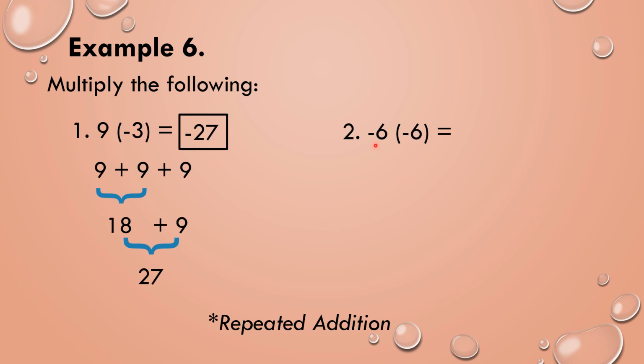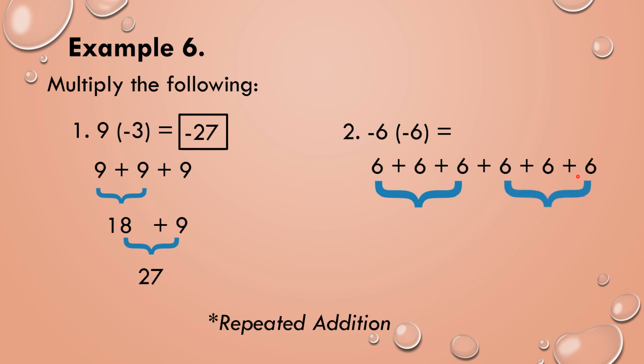Number 2, negative 6 times negative 6. So, i-apply ulit natin yung repeated addition. I-add natin ang 6 sa sarili niya ng 6 na beses. So, ganito yung magiging itsura niya. And then, pwede natin siyang by 2 or by 3 yung pag-a-add. So, dito, gawin natin by 3. Kasi dito, ginawa na natin yung by 2. So, 6 plus 6 plus 6 is equal to 18. 18 plus 18. So, ngayon, yung 18 at 18, ipa-plus na natin. So, the answer is 36.